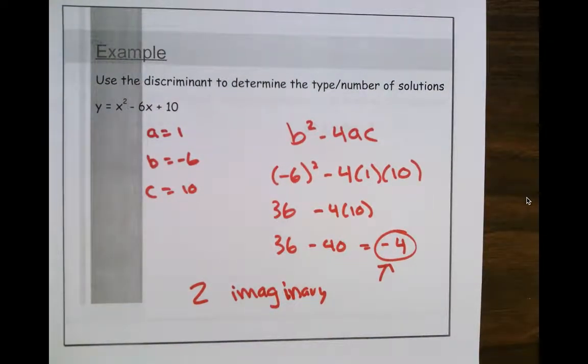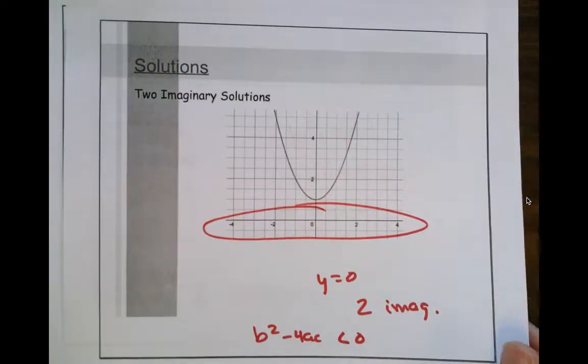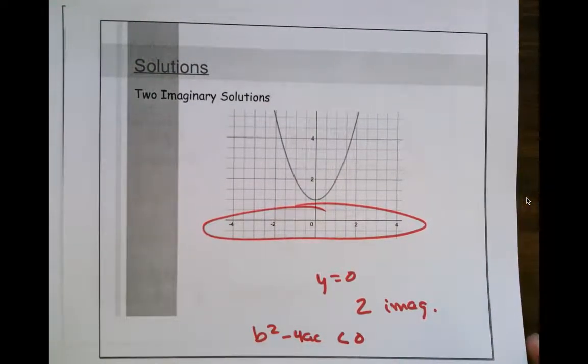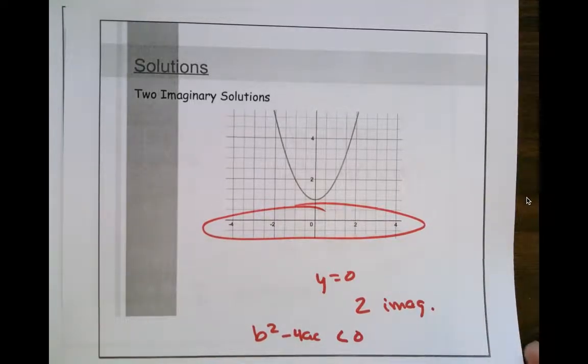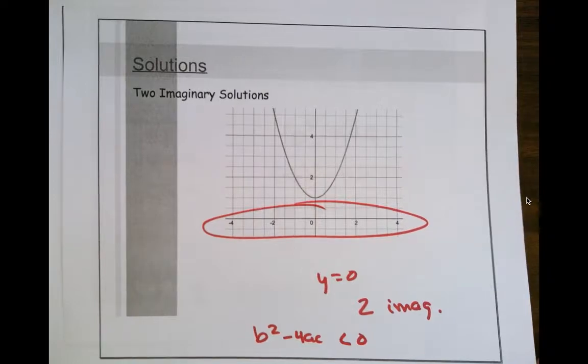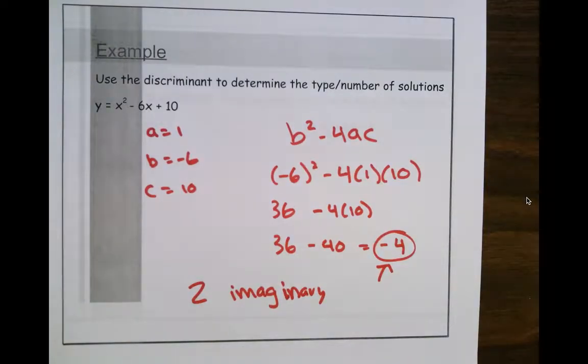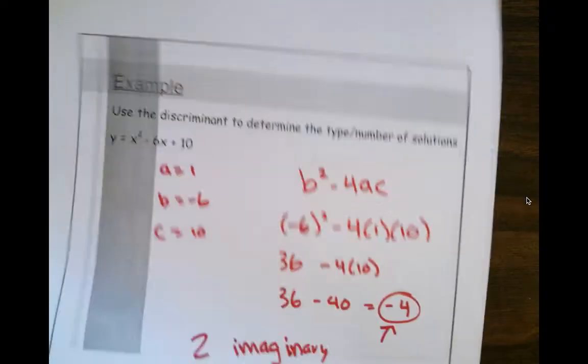So that would be a situation if we look, sorry, I've got to go through all my papers here. That would be a situation if we looked at the graph like this. We would not have any x-intercepts. We would have no real x-intercepts. So we would have two imaginary answers. And that's all it's looking for us to do.